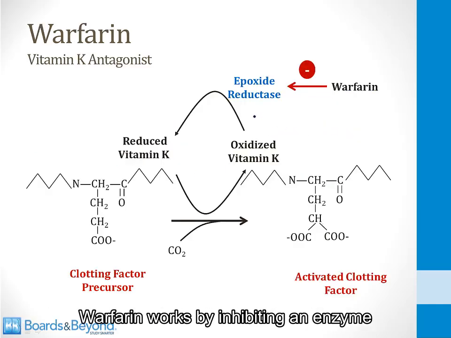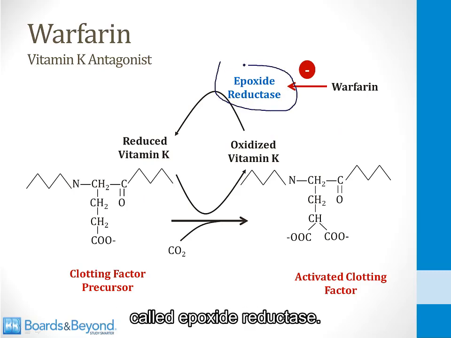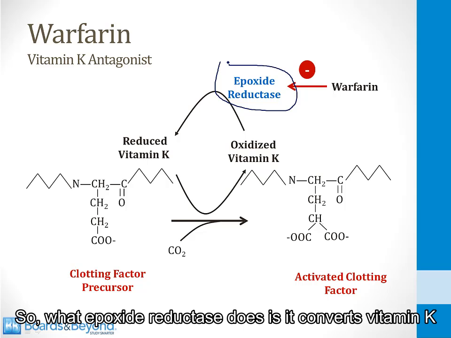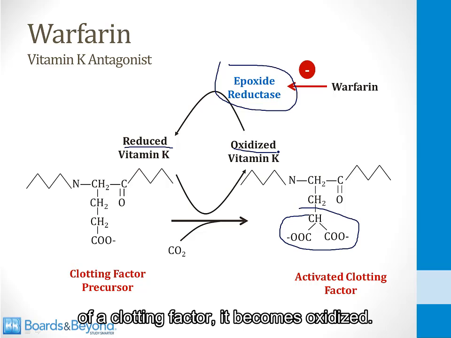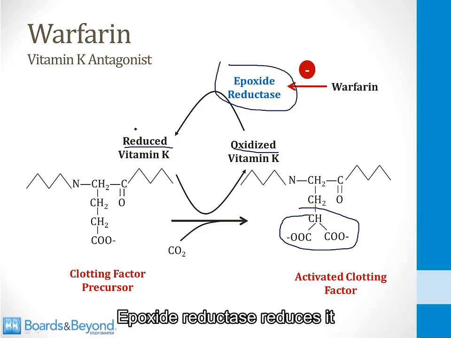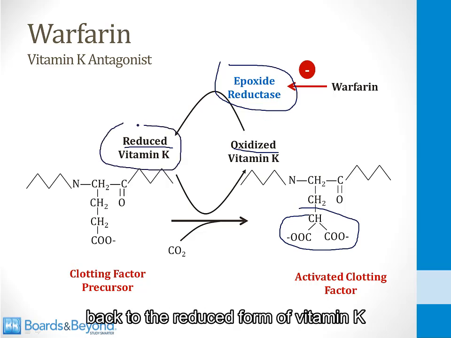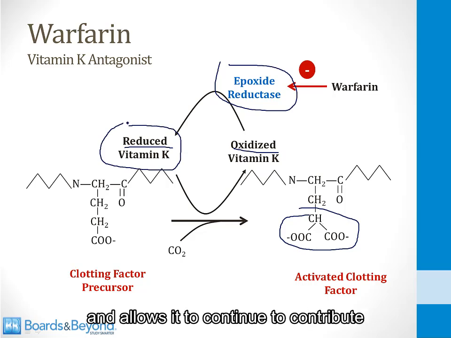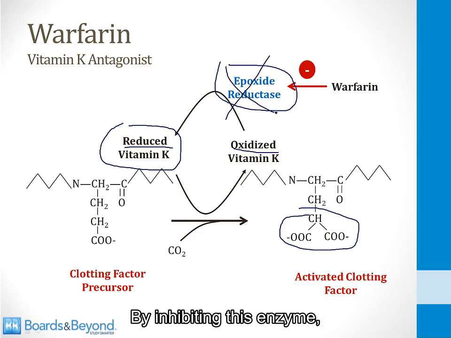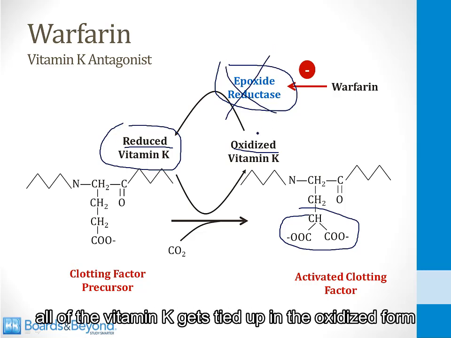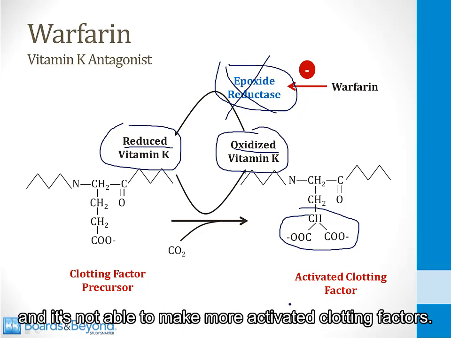Warfarin works by inhibiting an enzyme called epoxide reductase. What epoxide reductase does is it converts vitamin K to a reduced form. When vitamin K assists in the gamma carboxylation of a clotting factor, it becomes oxidized. Epoxide reductase reduces it back to the reduced form of vitamin K and allows it to continue to contribute to the activation of clotting factors. By inhibiting this enzyme, all of the vitamin K gets tied up in the oxidized form, and it's not able to make more activated clotting factors.